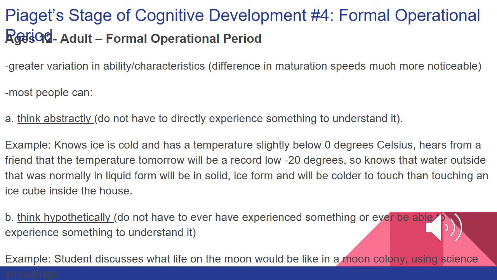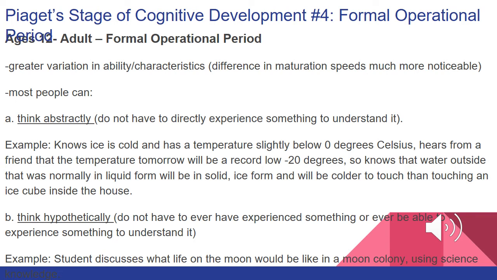You might have a 14-year-old student that's thinking at a college level, while you might have a 14-year-old student that still is barely able to think abstractly. And so there's a real, noticeable difference between how fast people develop. However, during this stage, people begin to think abstractly.